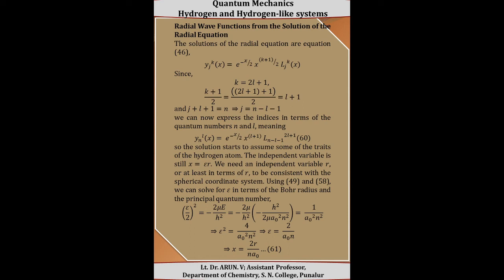y_nL(x), that is equal to e raised to minus x by 2 into x raised to L plus 1 into L_(n minus L minus 1) raised to 2L plus 1. So the solution starts to assume some traits of the hydrogen atom. The independent variable is still x, that is equal to epsilon r.